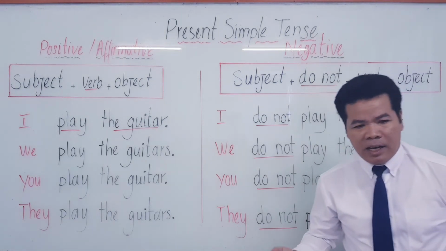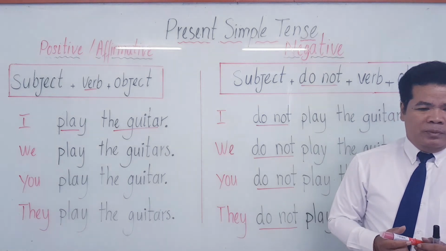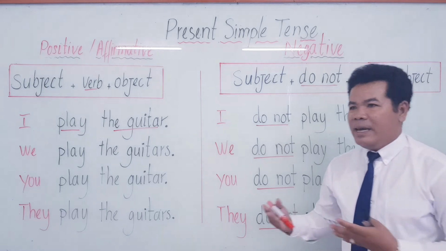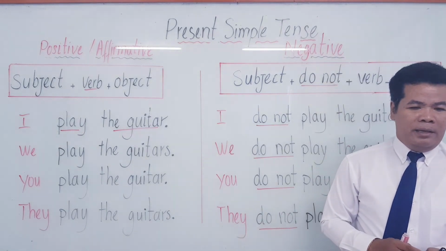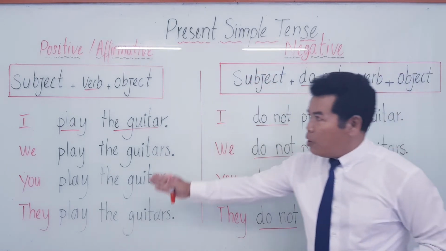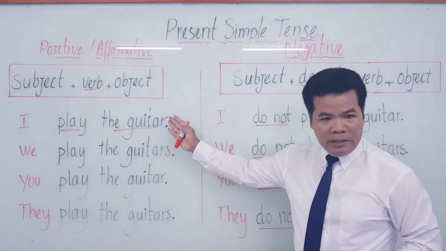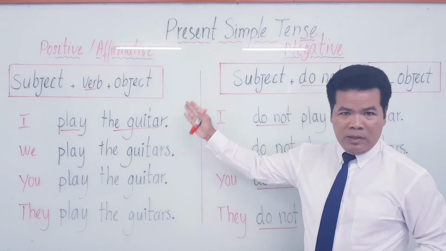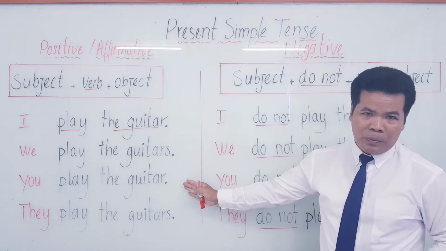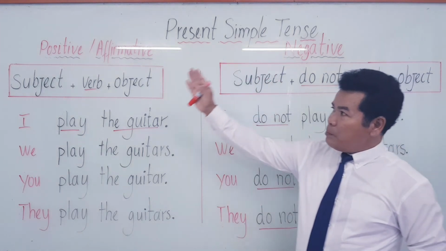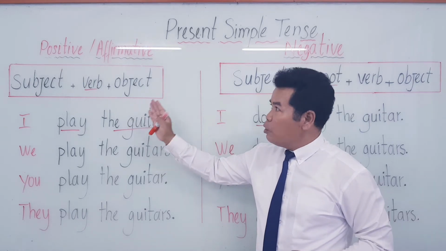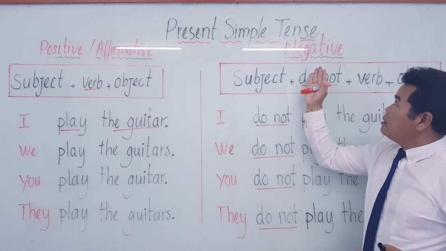I sing a song. I watch TV. They study English. So these are all the form of the positive sentence. Very easy way to remember. If you remember all the positive or affirmative sentences here, we just move on to negative.